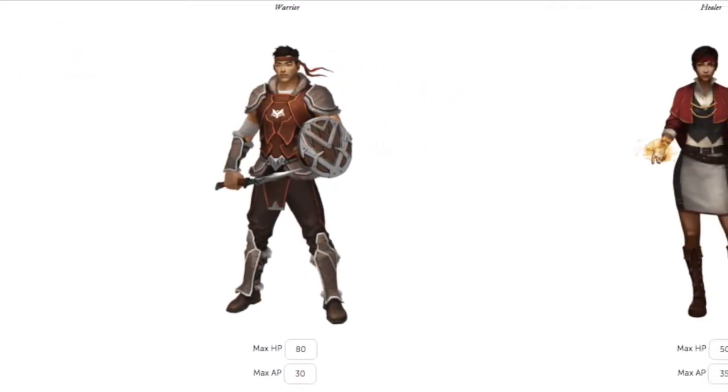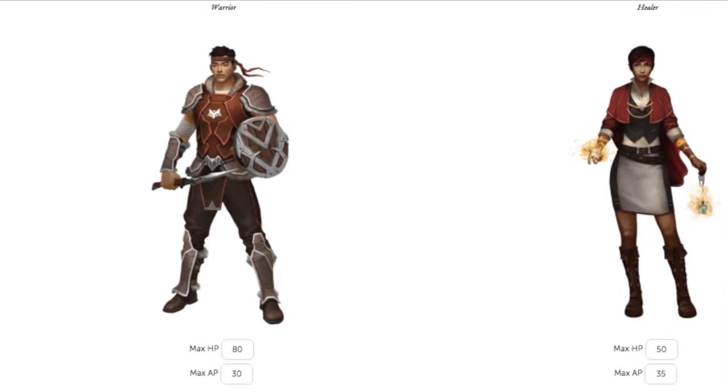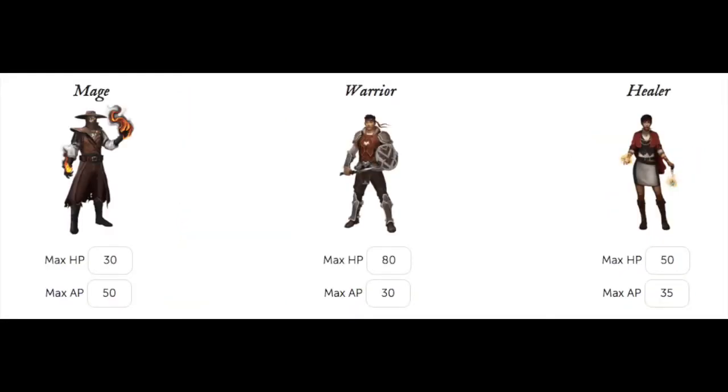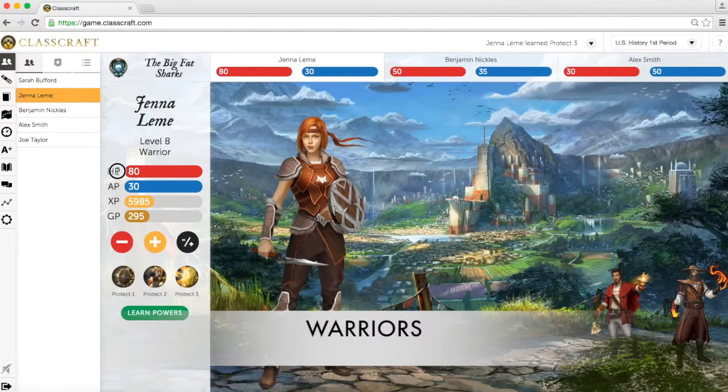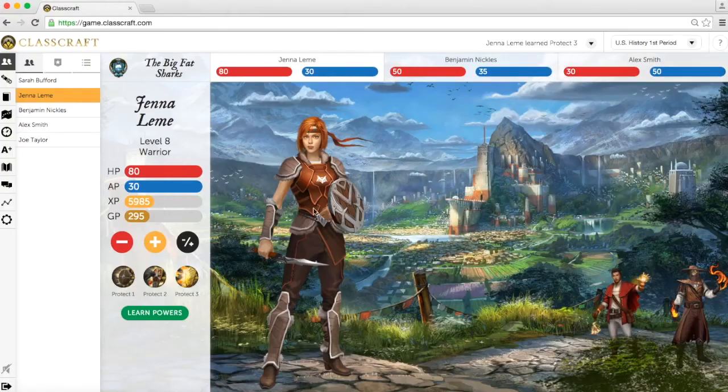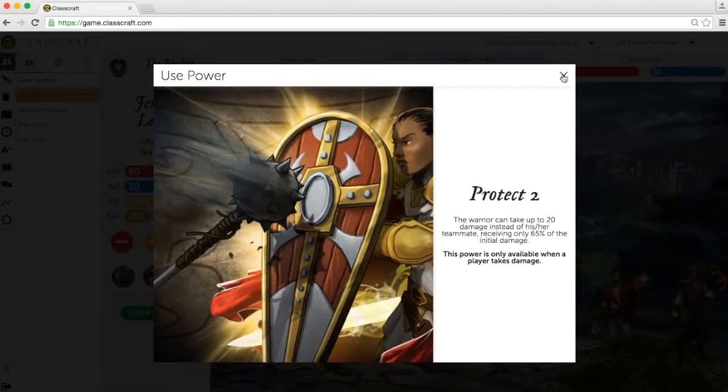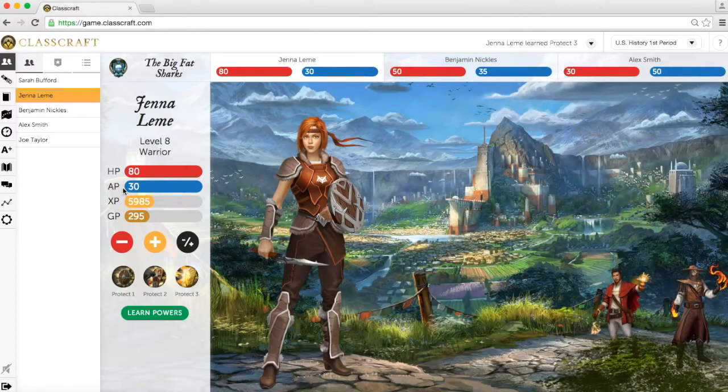There are 3 types of avatars: warriors, healers, and mages. Each class has different powers and different levels of health points versus action points. Warriors have a lot of health points. This allows them to take a lot of damage for their classmates by using powers. But they have few action points, which means they can't use their powers as often.